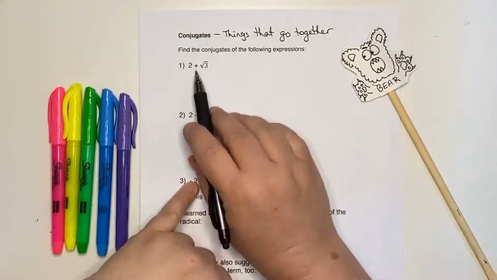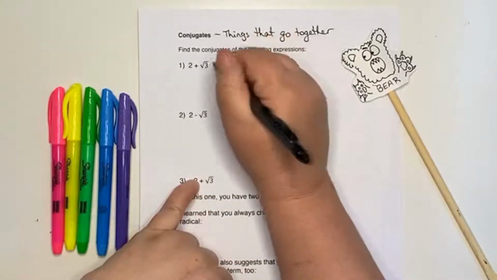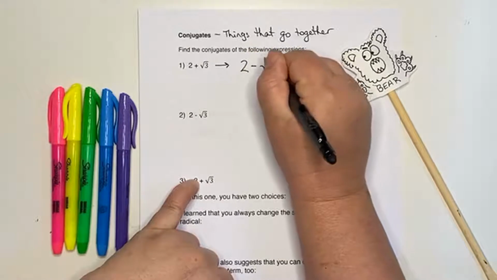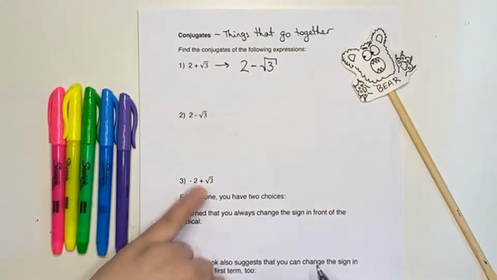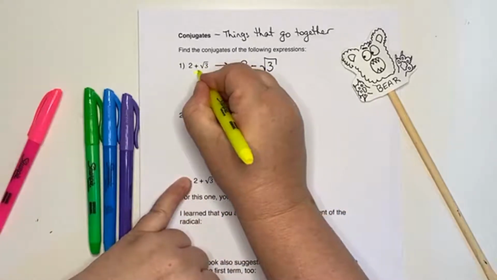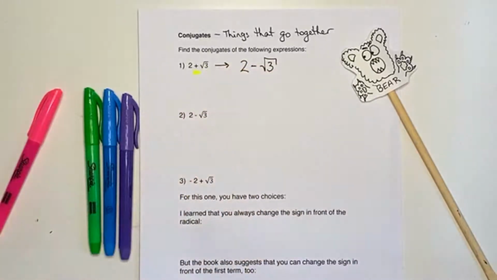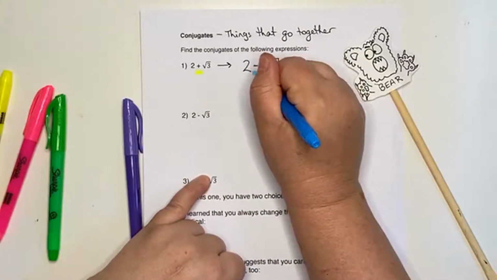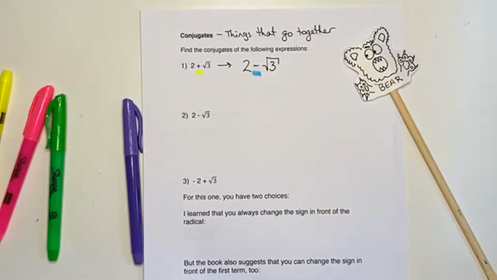So if I have an expression like 2 plus radical 3, my conjugate would be 2 minus radical 3. See what I did there? So the difference is that one of them is going to be a plus in the middle, and one of them is going to be a minus in the middle, and everything else would be the same.